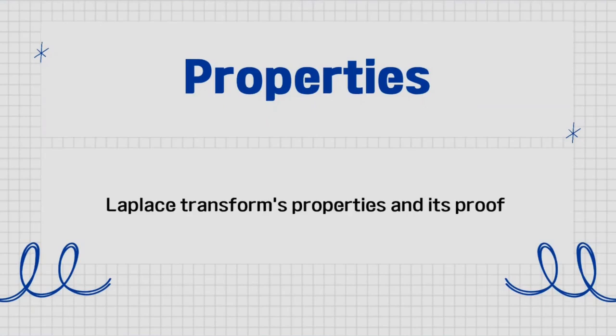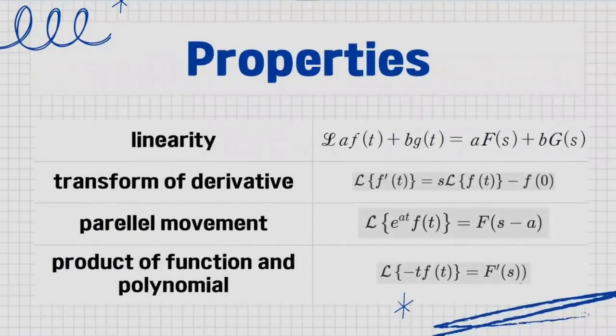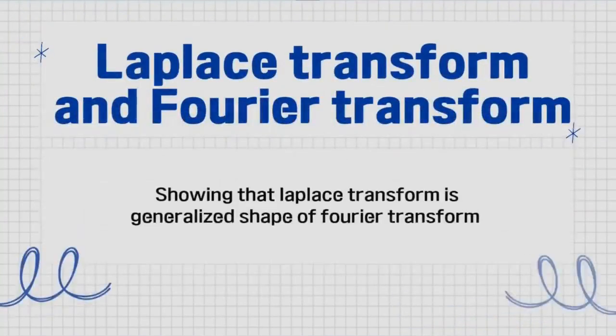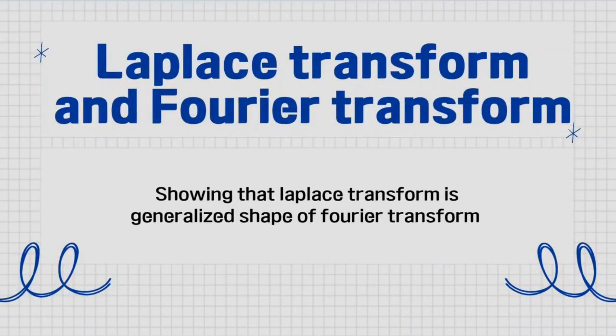These are the properties of Laplace transform. As we know the form of Laplace transform, these can be easily proved by integration by parts. If you know the form of Fourier transform, you would feel familiarity with Laplace transform, because Laplace transform is a generalized shape of Fourier transform. In other words, Fourier transform is a subset of Laplace transform.